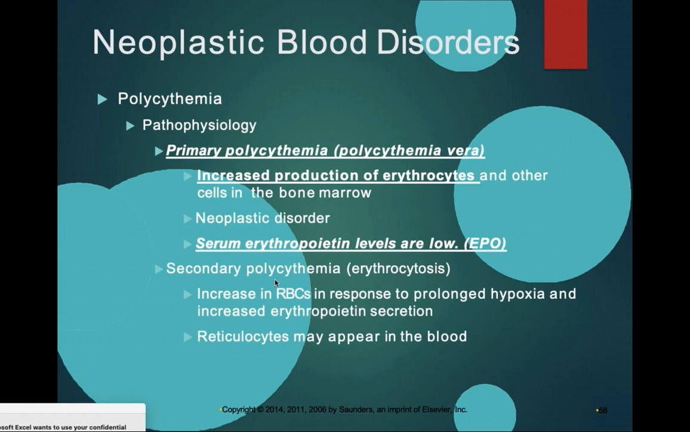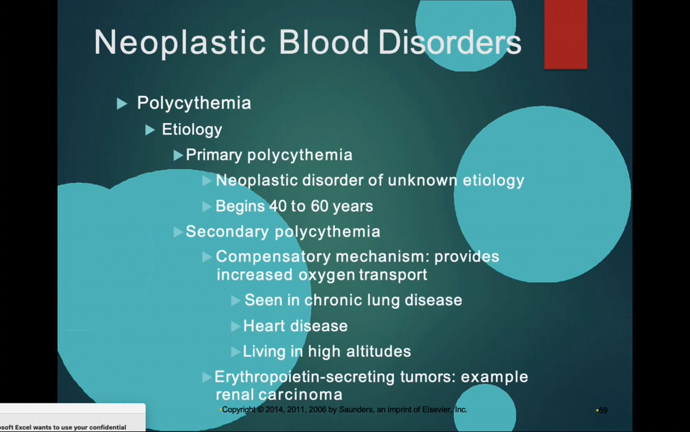Okay? The secondary polycythemia, erythrocytosis, increase in red blood cells in response to prolonged hypoxia and increased erythropoietin secretion. So this seems like a feedback loop where if you have hypoxia, then EPO is going to increase and we're going to push out more red blood cells. Seems normal, right? In this case, we will see reticulocytes that may appear in the blood, right? A little bit more of the immature red blood cells pushing out as well.